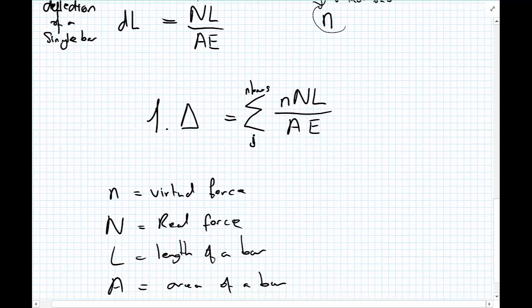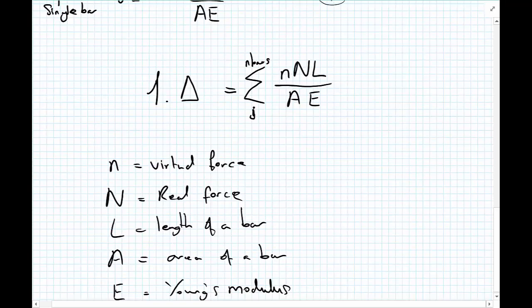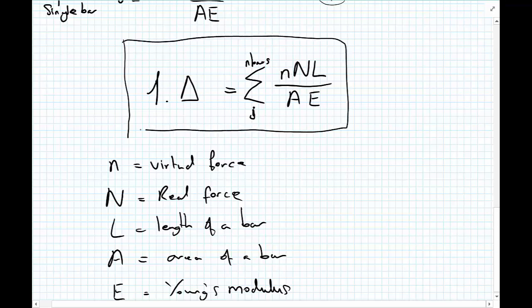And we're going to show in the next video how we can apply this equation to solving the deflection of trusses. So it's worth highlighting this as a major equation in the notes.